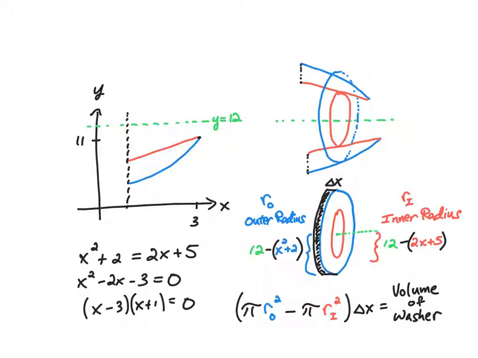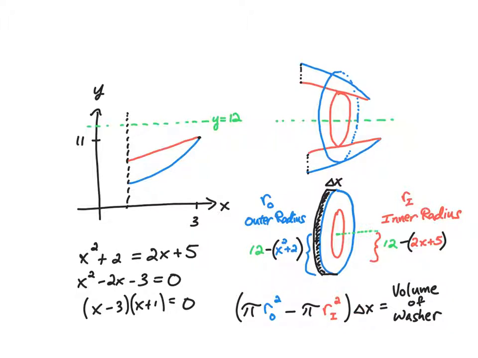So I'm going to call this inner radius Ri, and I'm going to call the outer radius Ro. And again, the strategy is still the same. It's going to be pi times the outer radius squared minus pi times the inner radius squared, times the thickness of the washer, delta x.